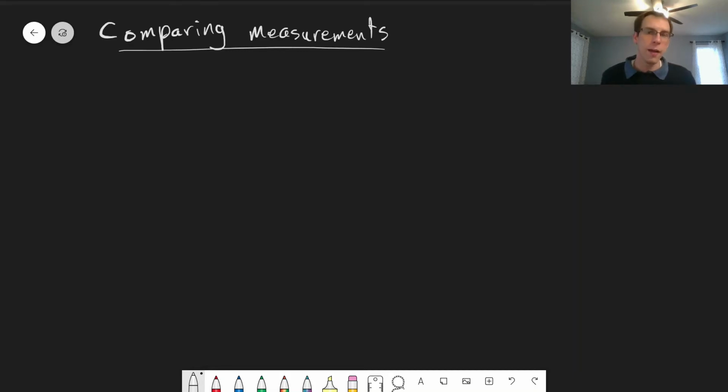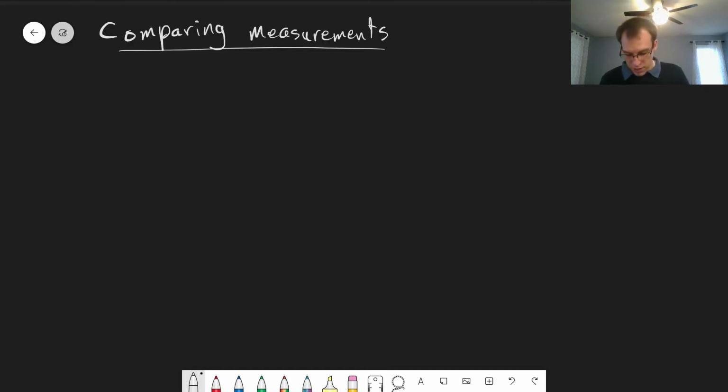Now that we've talked about confidence intervals and looked at how to calculate one, we can think about how we compare different measurements. Once we've done a measurement, maybe you did a measurement and your friend did a measurement, and you want to know, do your results agree with each other to within statistical precision, right?